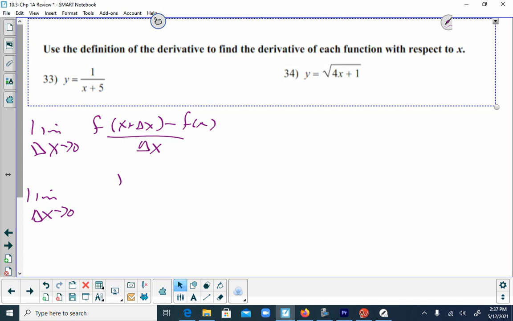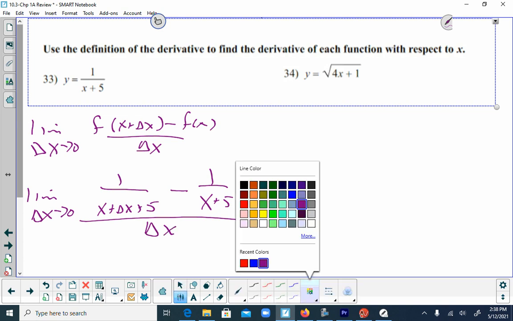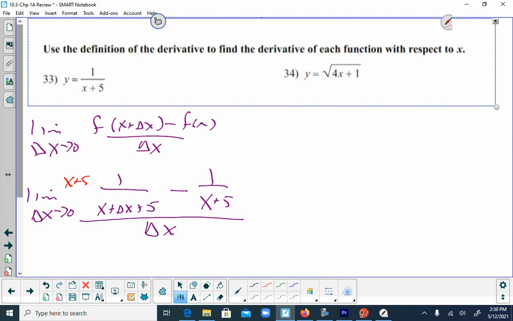I'm going to have 1 over x plus delta x plus 5 minus 1 over x plus 5, and this is all over delta x. I have to have a common denominator in order to add these two fractions, and I'm going to want to add these two fractions to simplify. So I'm going to multiply this by x plus 5, this by x plus delta x plus 5.